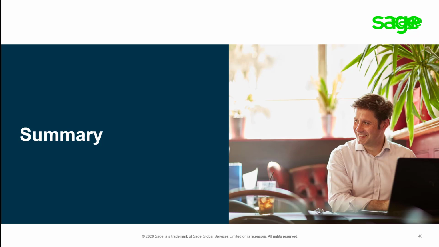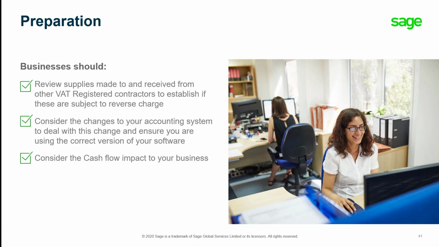So that now brings us to the summary for today's session. So first of all, in terms of preparation, business should review the supplies that are made to and from other VAT registered contractors and establish whether these are subject to reverse charge. You'll need to consider changes to your accounting system, so make sure if you're using Sage 50 Cloud accounts that you're using version 26 or above. And also consider the cash flow implications to your business.